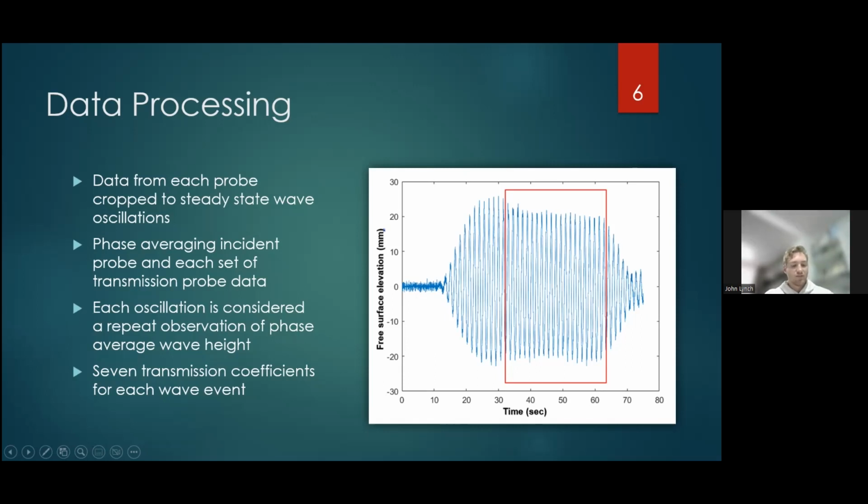So the data is then phase averaged to produce a single wave oscillation representing that measured at the incident wave probe and at each transmission wave probe. During the phase averaging process, each oscillation in steady state is considered a repeat observation of the averaged wave amplitude. So the phase averaged wave amplitude is then used to calculate the transmission coefficient value. So with 7 probes, there's 7 transmission coefficients for each wave event.